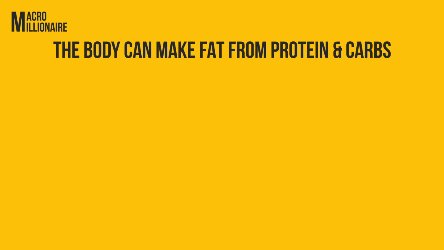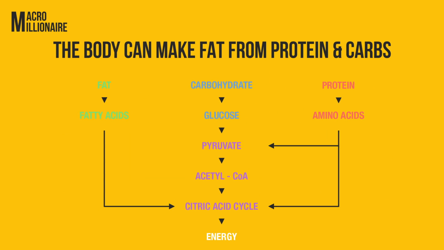It's important to realize and understand the body can make fat from protein and carbohydrate. So when we look at our fat, it will go right into acetyl CoA and then can be used as an energy source. But carbohydrates can be used to manufacture dietary fat, as can proteins.